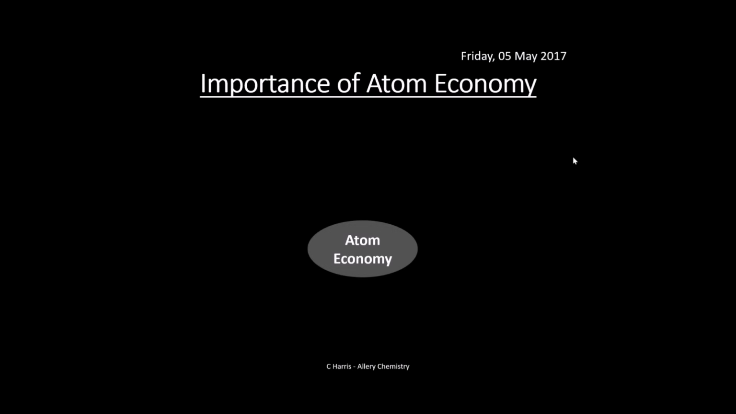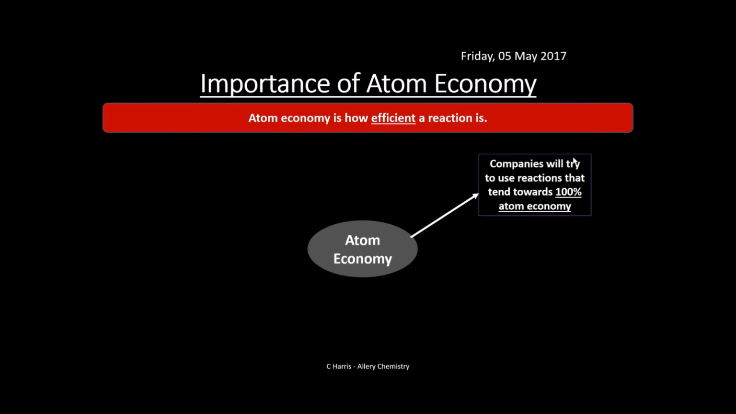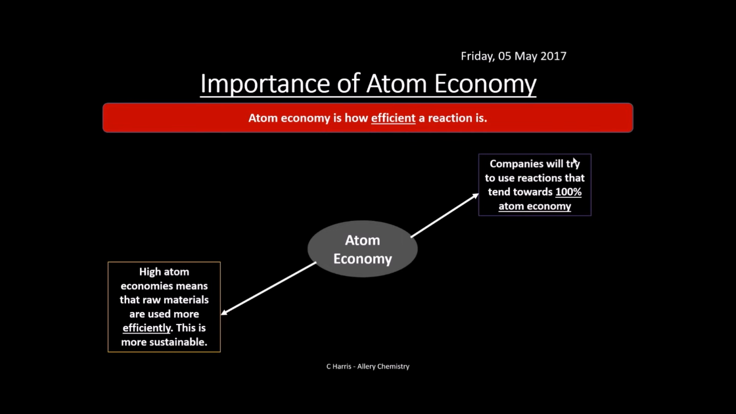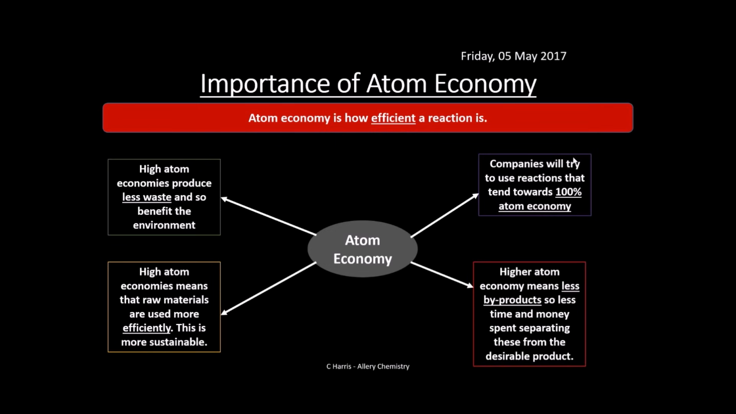And finally, importance of atom economy. Why do we need it? To chemists, it tells us how efficient a reaction is. Companies will try and use reactions that tend towards 100% atom economy. Basically, this means that the raw materials are used efficiently. It's more sustainable. We're using all of the raw materials to make our product. This means that we get less waste. We're not binning as many byproducts. And if we do produce a byproduct, companies try and make use of it. They try and make something with it. Higher atom economy means fewer byproducts, less time, less money spent separating them. So that's quite useful. You just want your desirable product.